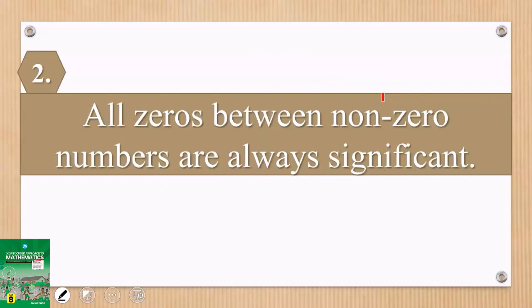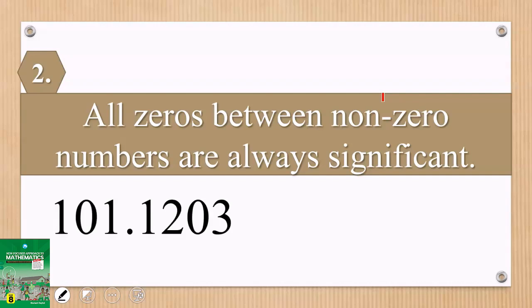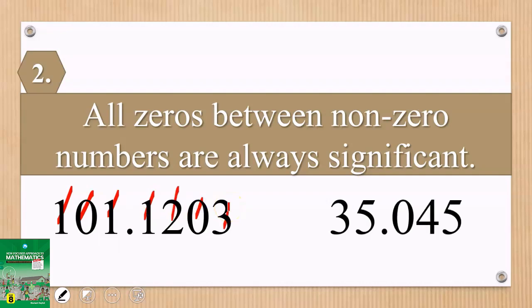Then rule number 2: all zeros between non-zero numbers are always significant. All zeros that come in between are considered significant. So here we can think of having 1, 2, 3, 4, 5, 6, 7 significant figures. And here we can consider 1, 2, 3, 4, 5 significant figures. The zeros are in between non-zero numbers, and so they are considered significant.